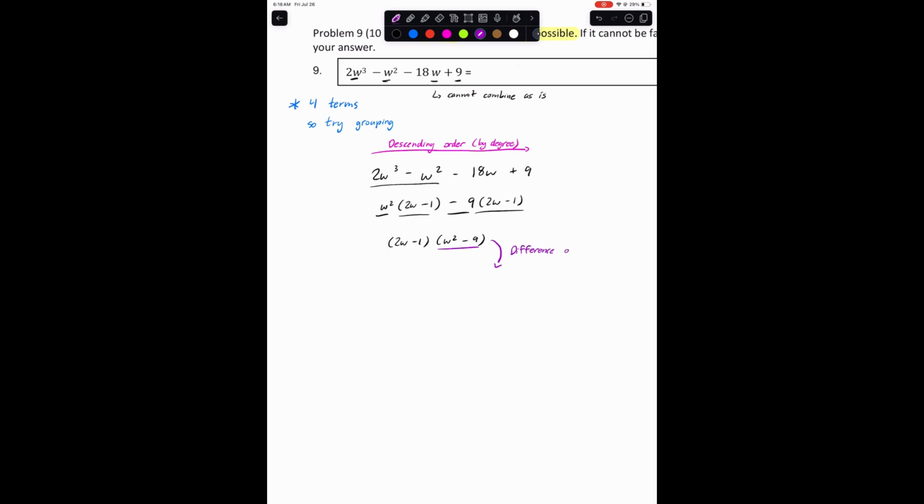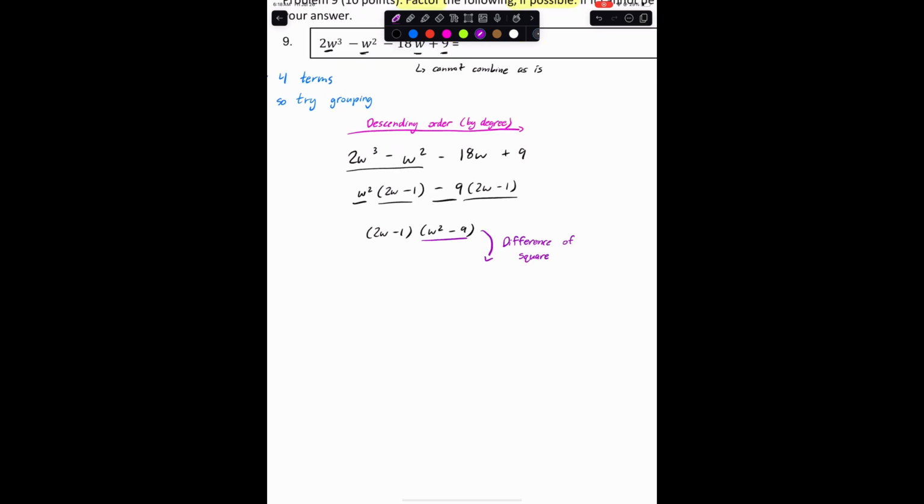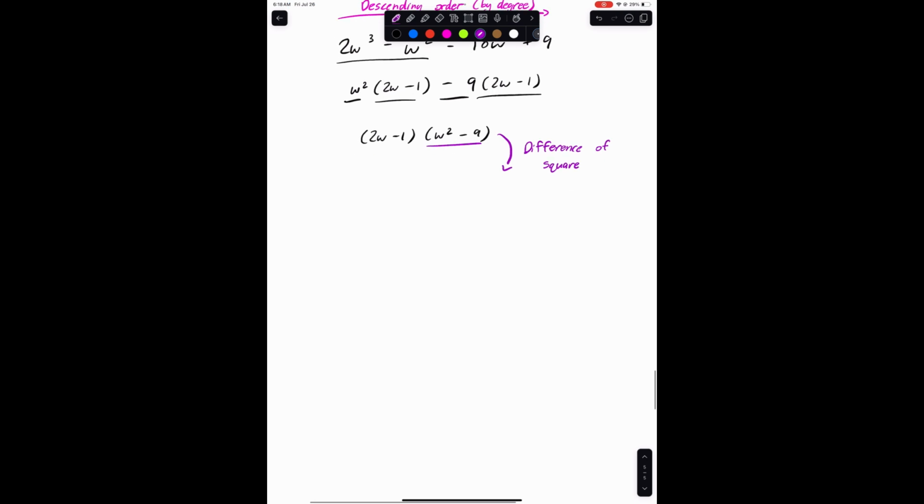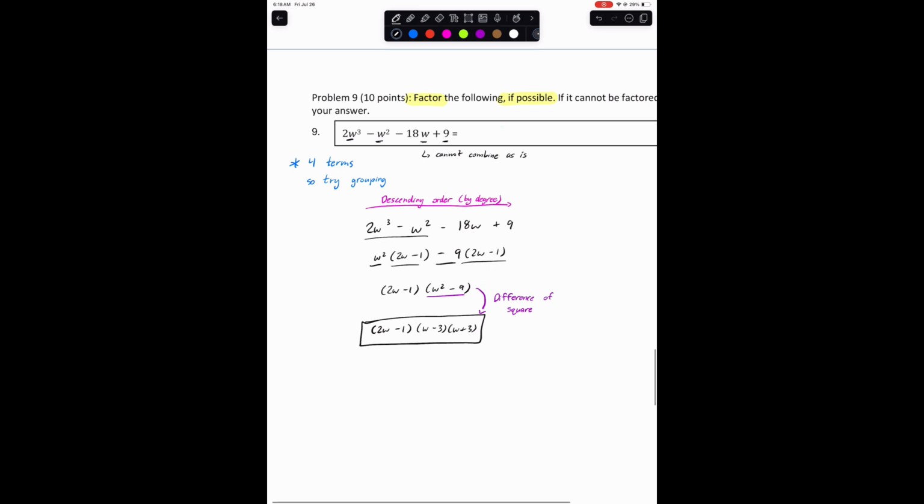Always be very wary if you have something squared minus another number. There is a chance that it's actually a difference of squares. Or something squared minus something squared is definitely a difference of squares. Like x squared minus y squared, that's x plus y, x minus y. Now, this is my answer, completely factored: 2w minus 1, w minus 3, w plus 3.